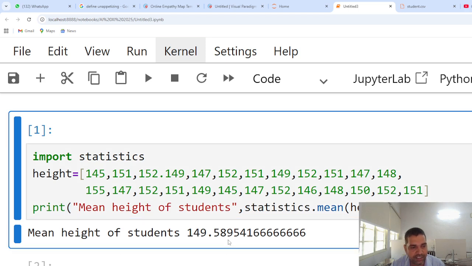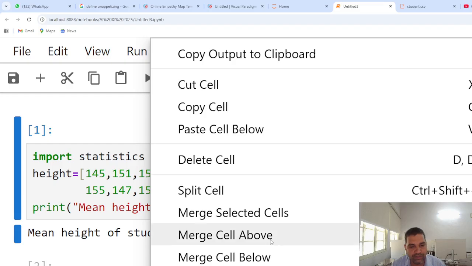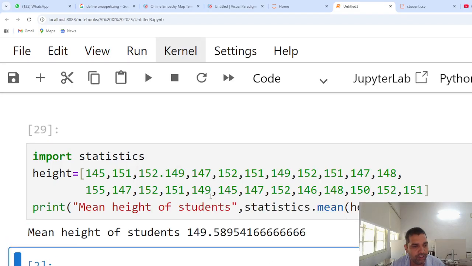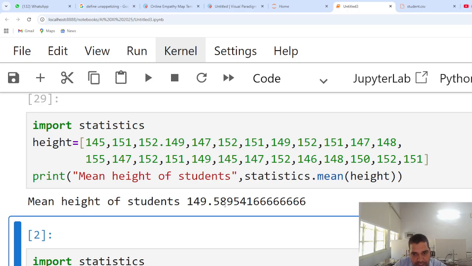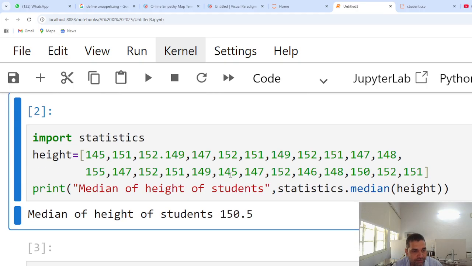Let me first clear the output. Now I'm going to execute this code. You got the output: the mean height of the students is 149.58. There are so many students, someone's height is 149, someone's is 151, 155, but the mean height you got is 149.58. Like this, you can write the code, execute it, and get the output.